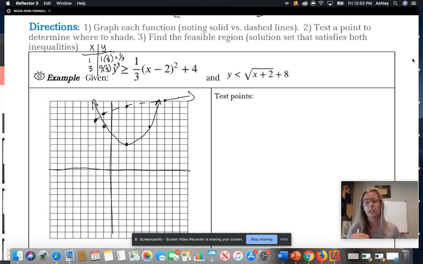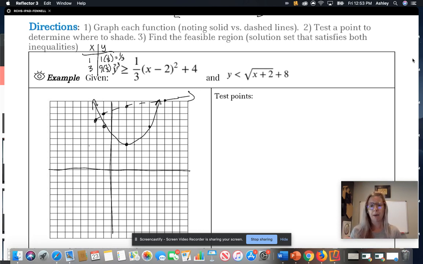So I jumped ahead to 3, because 3 squared is 9. 1/3 of 9 is 3. So when we go over 3, we only go up 3 instead of the 9 we normally would go up. That's how I graphed my quadratic. It is a solid line because it's greater than or equal to.